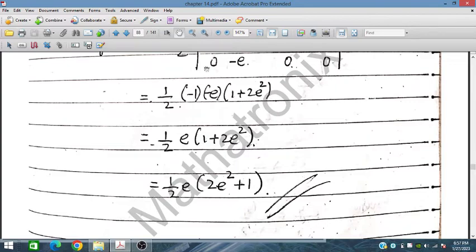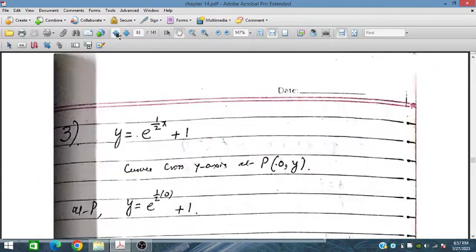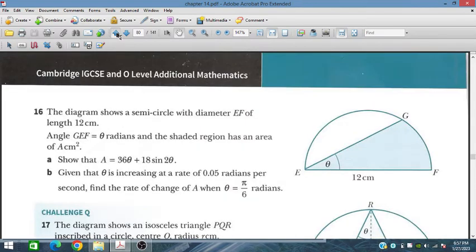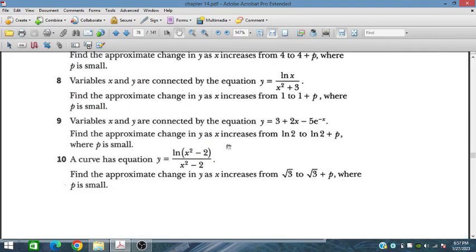Now let's solve question number 10. A curve has equation y is equal to ln of (x squared minus 2) upon (x squared minus 2). Find the approximate change in y as x increases from root 3 to root 3 plus p, where p is small. So we have to find this.